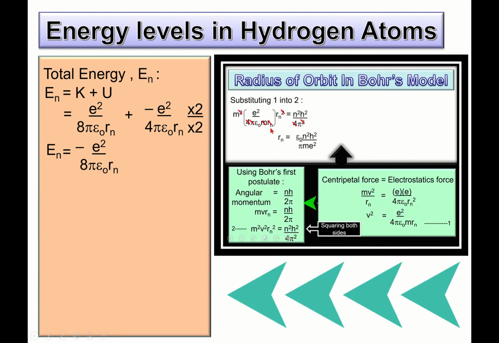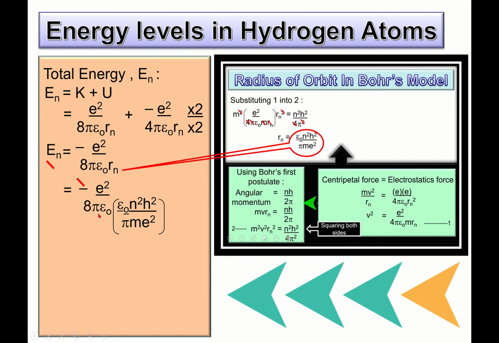Okay, in the previous lesson or video, we discussed the radius of orbit in Bohr's model, given by r equals epsilon naught n squared h squared per pi m e squared. By using the first postulate from Bohr's postulates, and combining these two using simultaneous equations, we get r n. So we substitute this r n into the equation of energy.